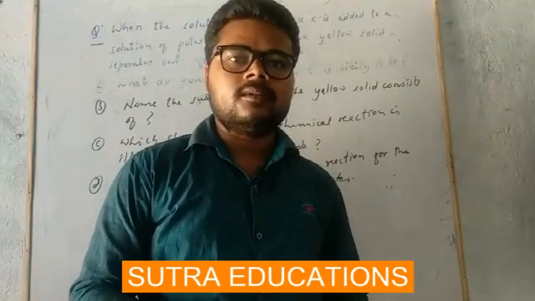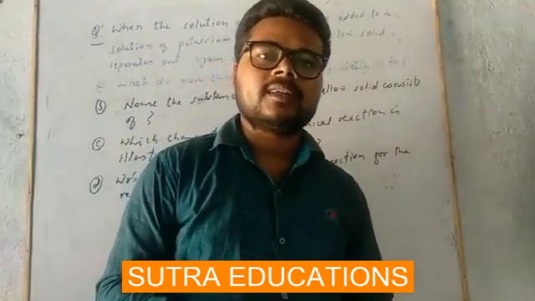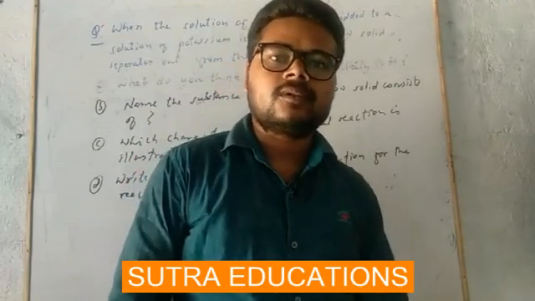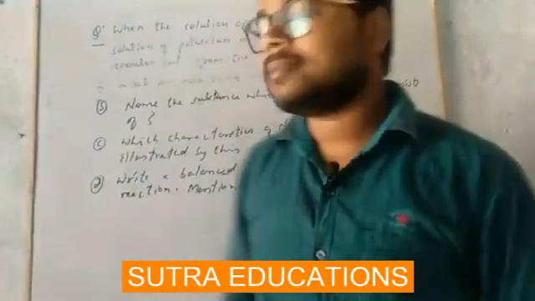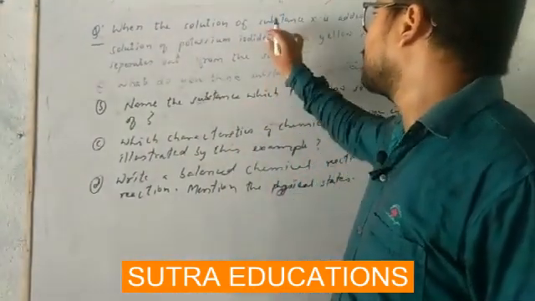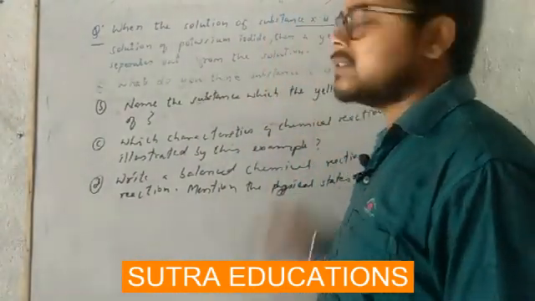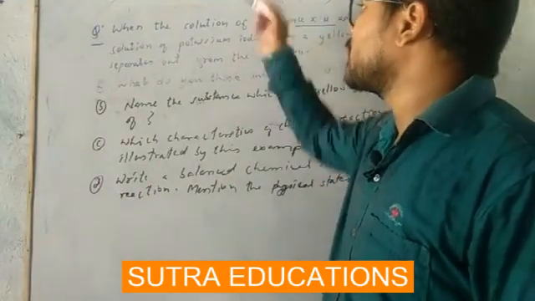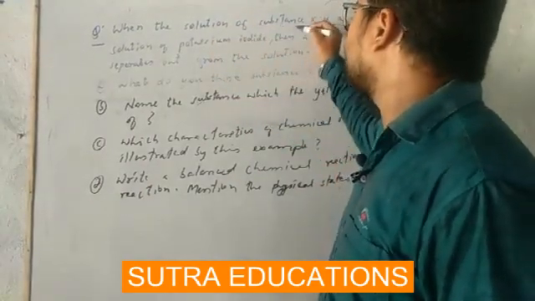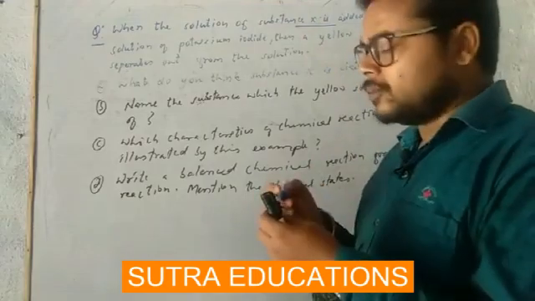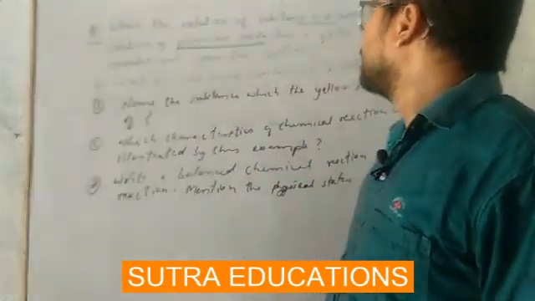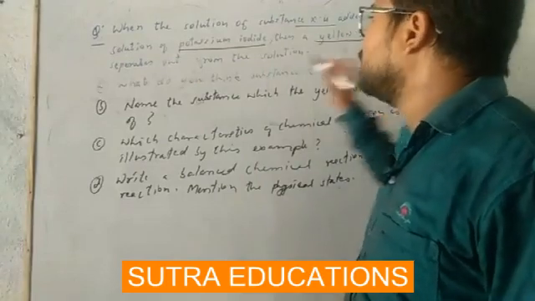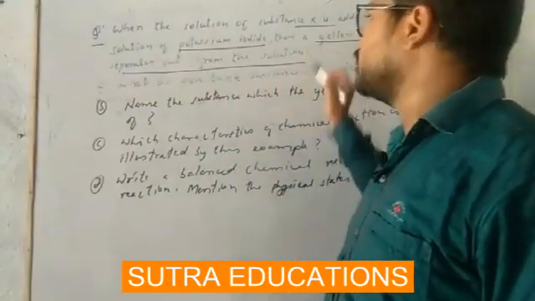Good morning. We are discussing chemical equations and reactions. One question is written on the board and I am going to answer it. The question is: when a solution of substance X is added to a solution of potassium iodide, a yellow solid separates out from the solution.